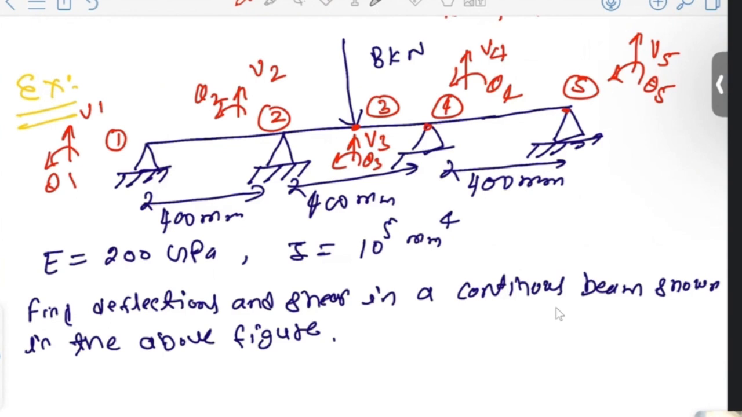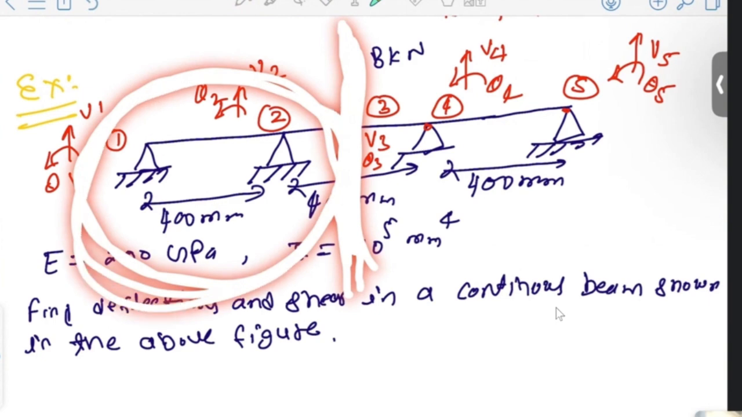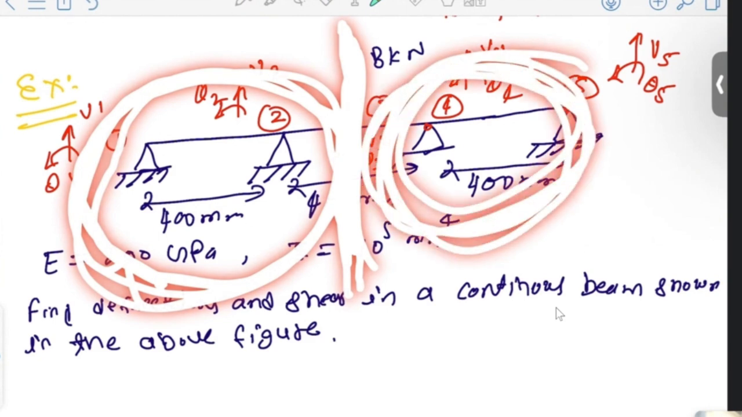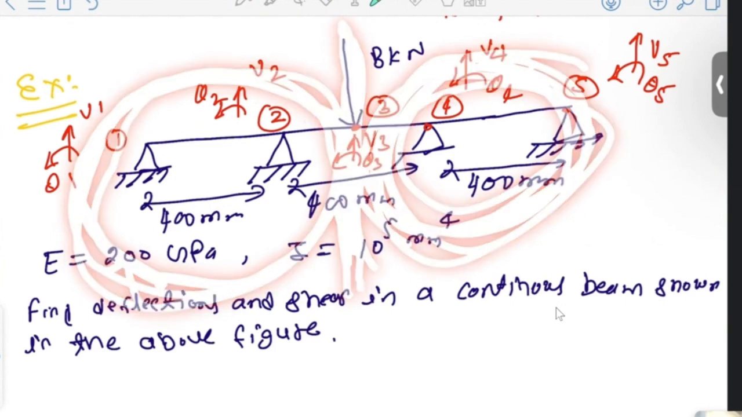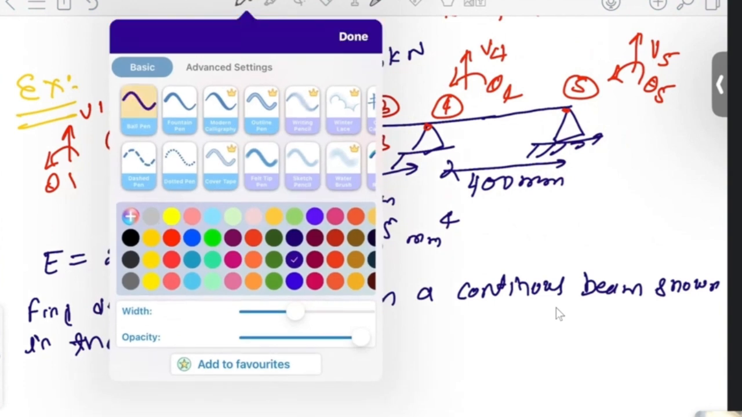From this figure we can see that this is symmetric about this load. This is symmetric about this loading condition. So we can use this symmetry condition, and we will find the displacement and rotation for this part, and this will be the same for the right side also, because this is symmetric. So the left side we are going to consider. Now we are going to find the solution of this problem. How are we going to solve it? Just see.